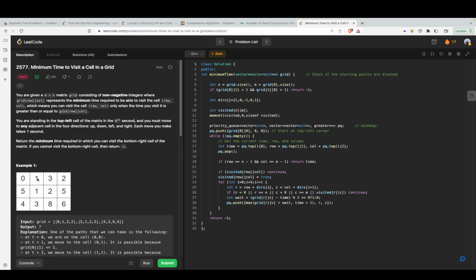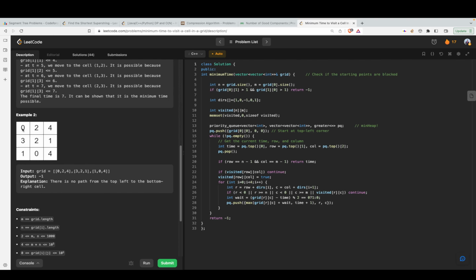You can go to here, and from here you can go to here, because you will be over here at time equal to 1. Then you can spend 1 more second to go to this particular cell beneath, and I'll reach there at time equal to 2. Now since 2 is greater than or equal to 1, you can go over there. So that's it about the question.